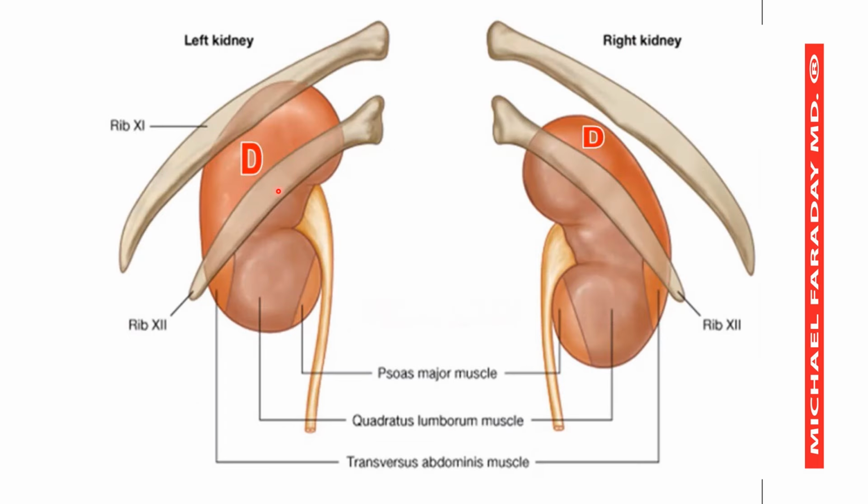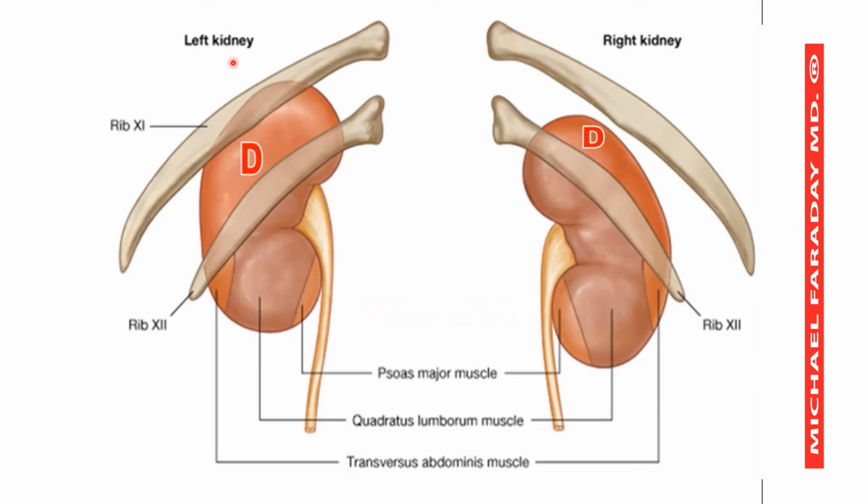Again, this is the left kidney, this is the right kidney. The right is slightly lower, so the diaphragm here, the muscle above, separates the kidney from the last rib. This is the last rib, the 12th rib. Then below we have the psoas major muscle, which is more medial. In the middle we have the quadratus lumborum muscle. Then laterally we have the transversus abdominis muscle.